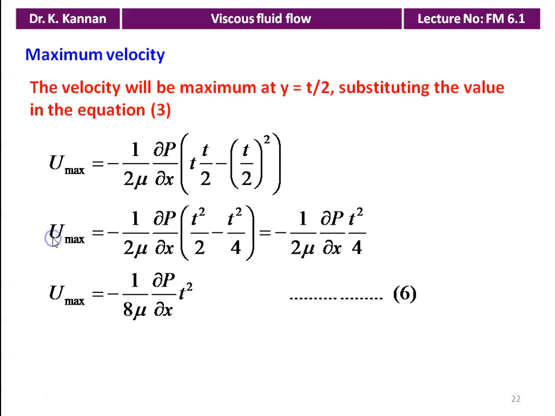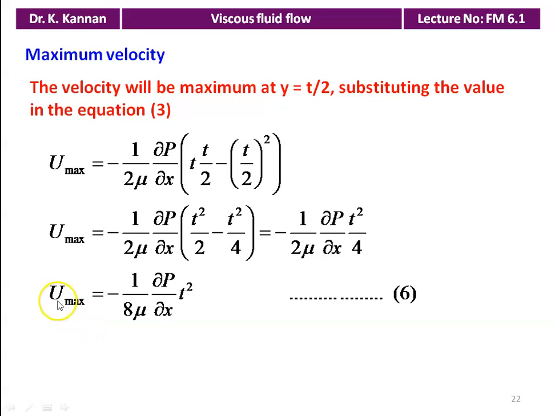And the maximum velocity we have to calculate. Maximum velocity will occur only at y equal to t by 2. Substituting in the equation, u maximum equals minus 1 by 2 mu dou p by dou x into t by 2 minus t by 2 whole square. Simplifying, u max equals minus 1 by 2 mu dou p by dou x into t square by 2 minus t square by 4, which equals minus 1 by 2 mu dou p by dou x into t square by 4.